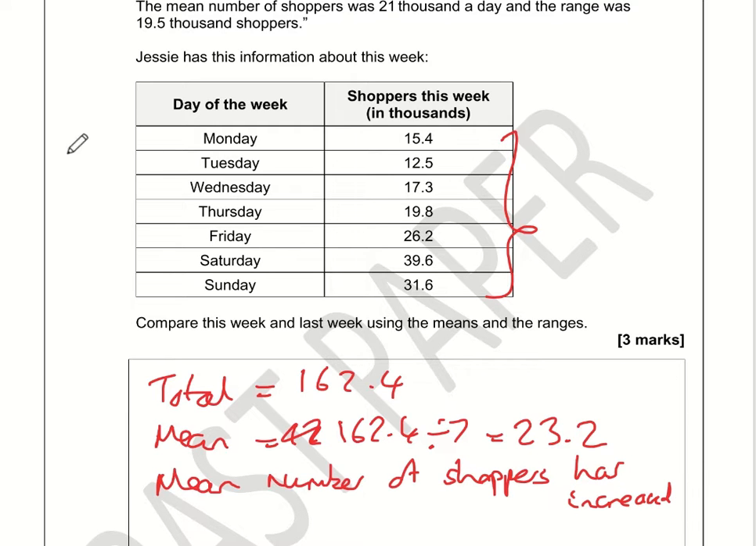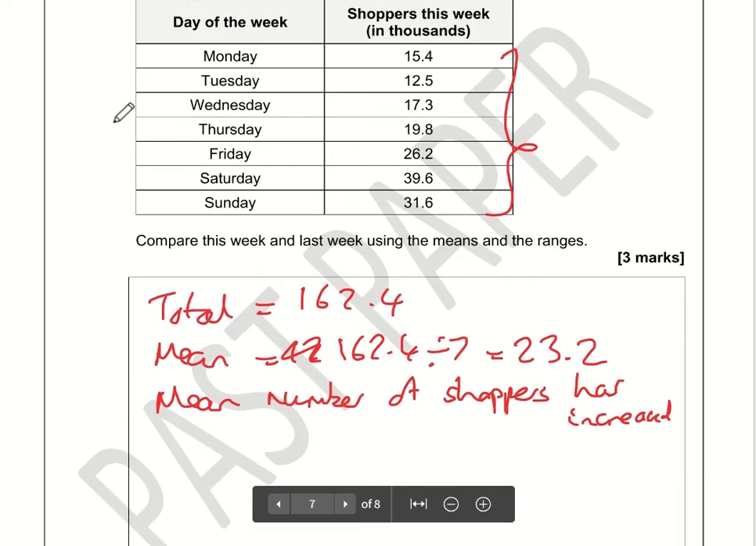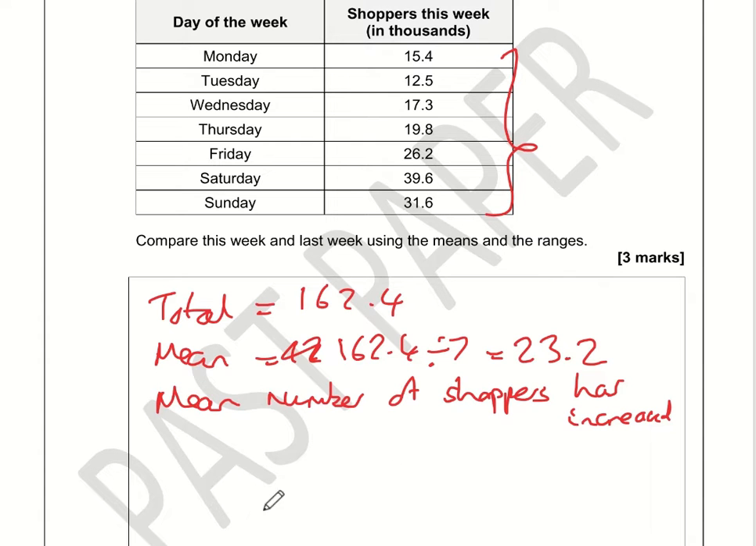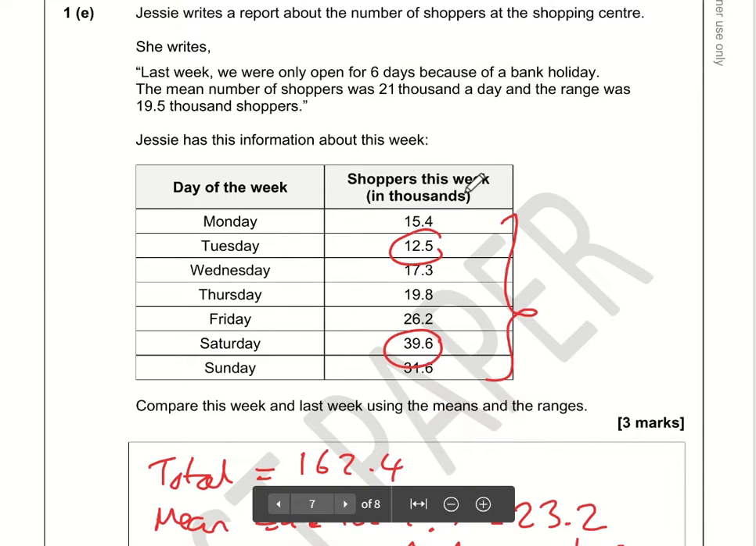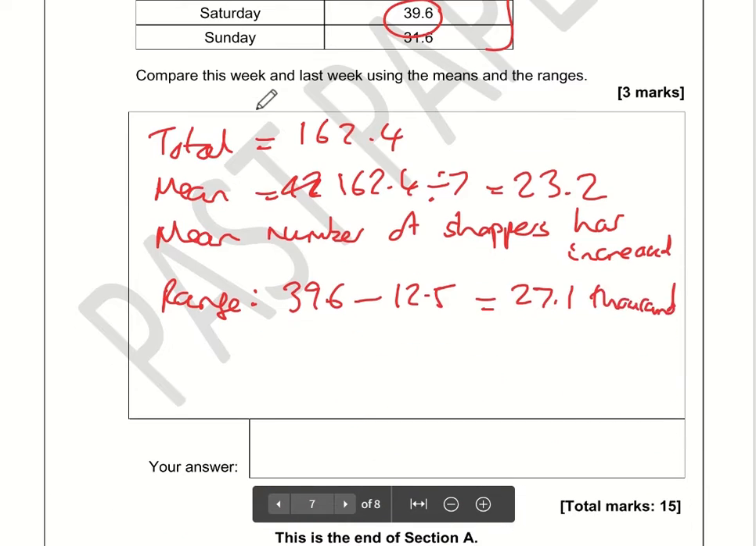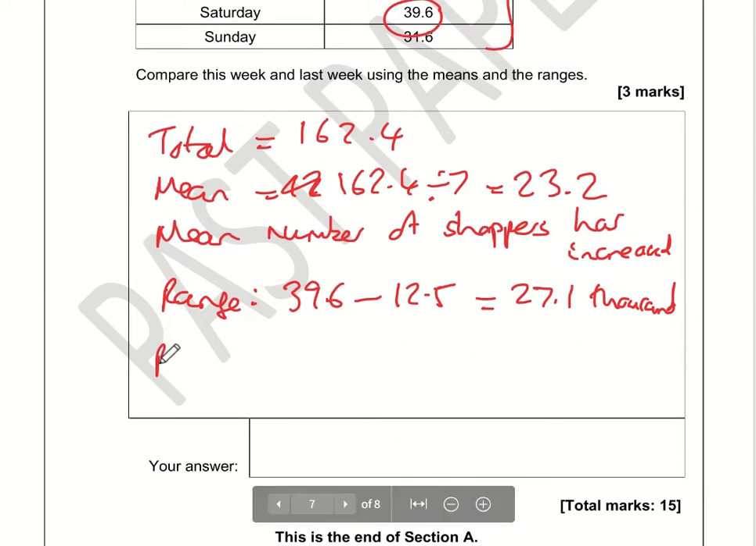Okay, so previously the range was 19.5. Let's work out the range here. So the range is the difference between the biggest and the smallest. The biggest is the 39.6. The smallest is, I believe, 12.5. So that is a range of 27.1 thousand. What was the range before that? It was 19.5. So the range has increased.